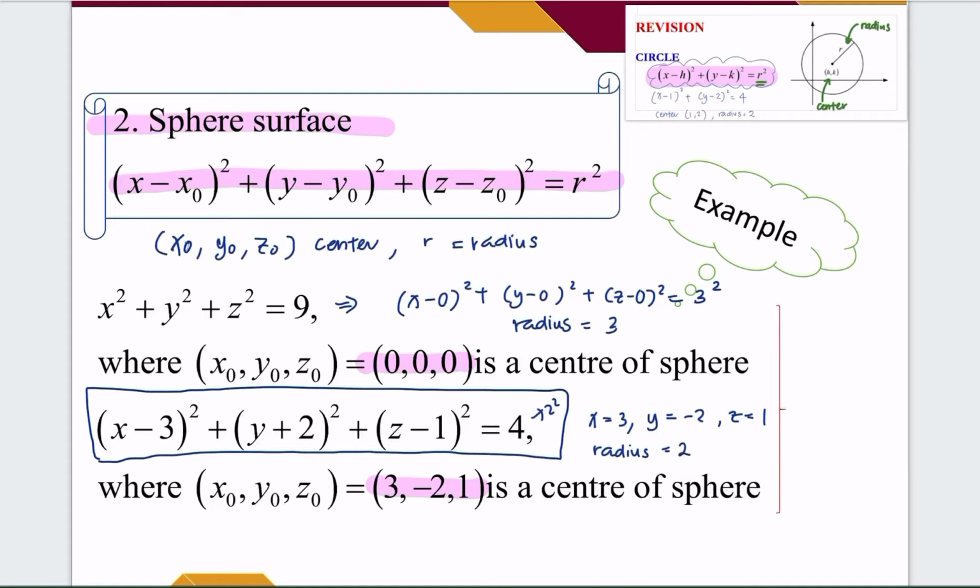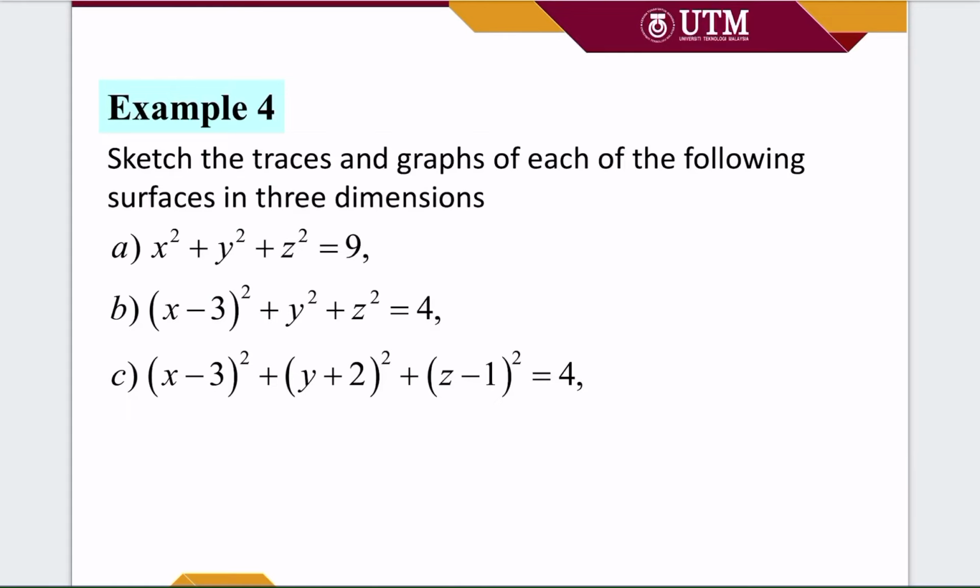Alright, so now let's try to sketch this sphere surface by using the same method: find the 3 traces and then combine. That is our method. So, example 4 here: sketch the traces and graph of the following surfaces in 3 dimensions. We have x squared plus y squared plus z squared equal to 9, then x minus 3 squared plus y squared plus z squared equal to 4, and then x minus 3, y plus 2, z minus 1 squared equal to 4.